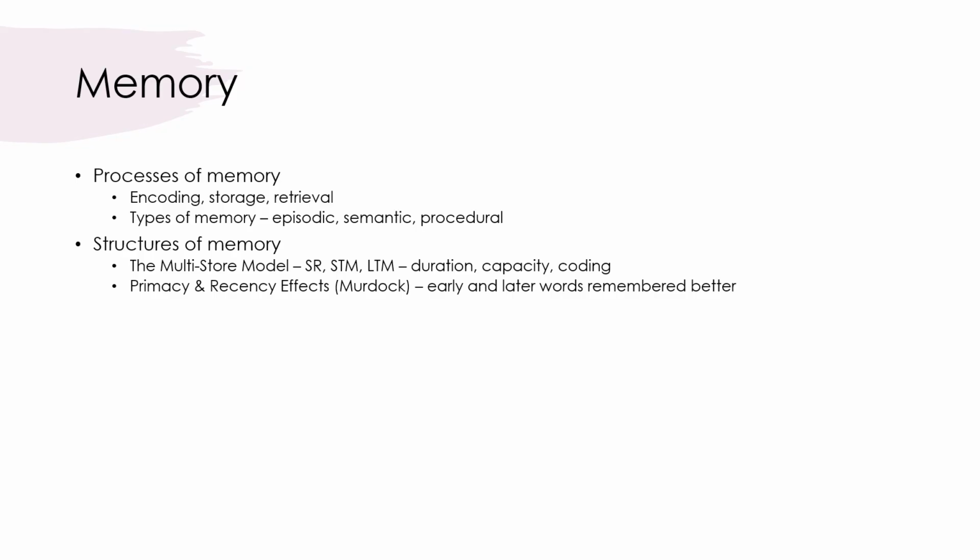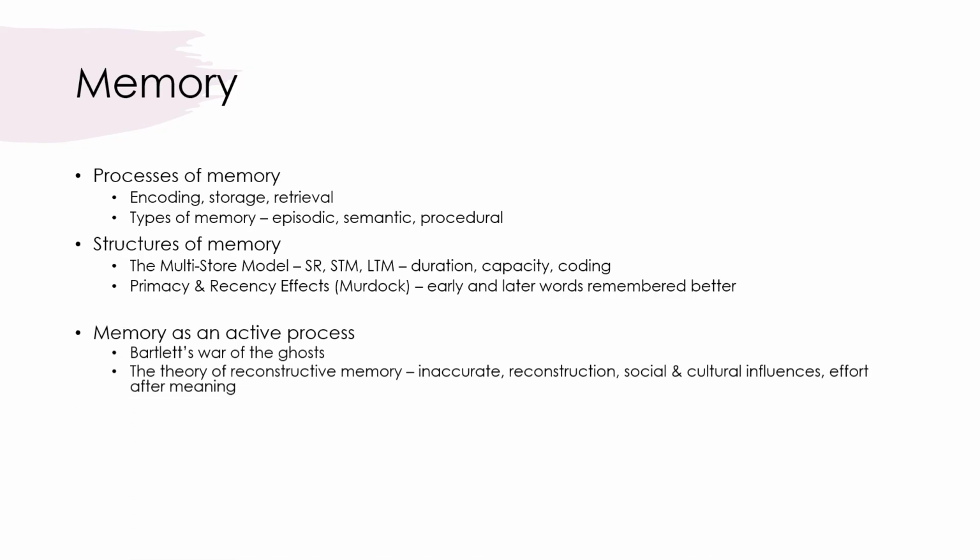So the Murdock study can be used to back up the multi-store model, because if the multi-store model wasn't at least partly accurate, you wouldn't find the findings that you found in Murdock's study. It was a highly controlled study. It was a lab experiment. That's a good thing because you can control, but obviously you then lack some realism. So quite often we're not remembering things that are just word lists. Human memory is much more complex than that. So when you're thinking about your evaluations, remember that side of things.